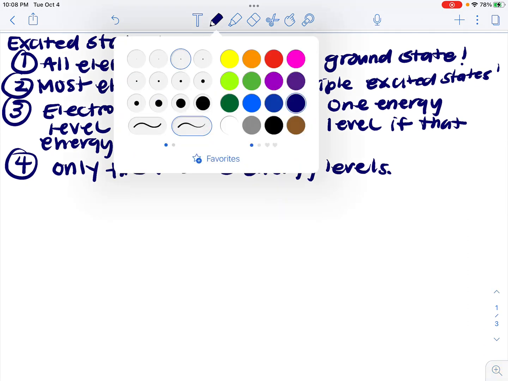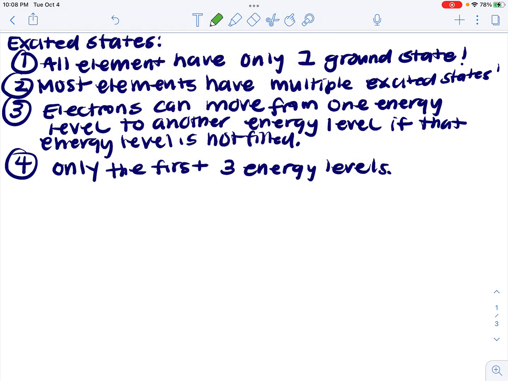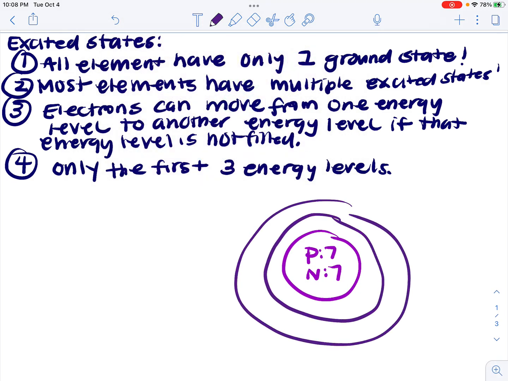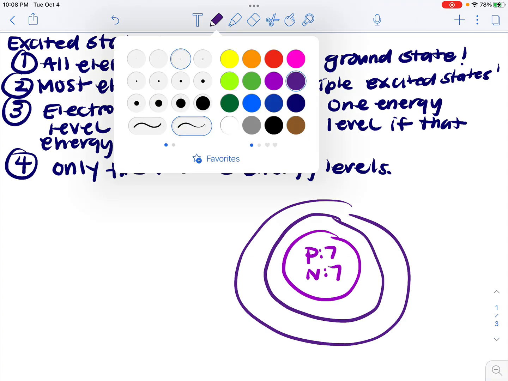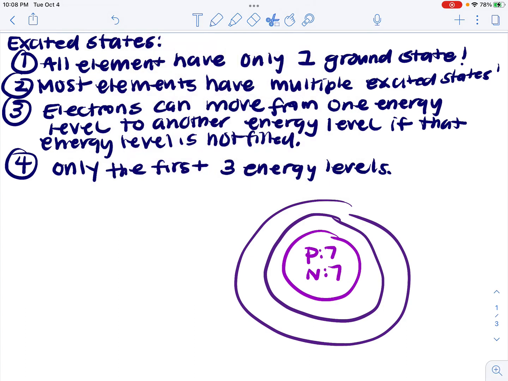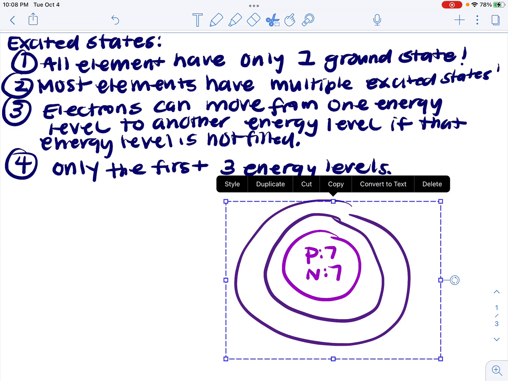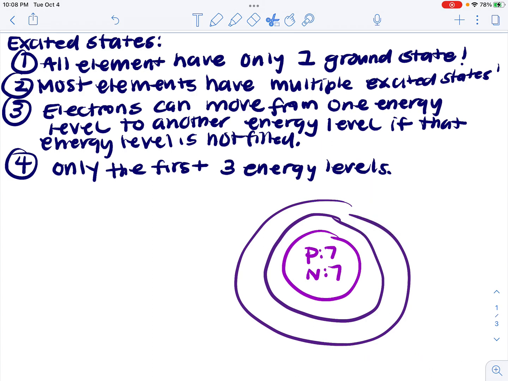So again, let's go ahead and draw our Bohr model of nitrogen. And I'm going to go ahead and draw that super quickly. P7 N7. We have 2 energy levels, 1, 2. I'm going to make a copy of this. And we have our 7 electrons arranged in this order.